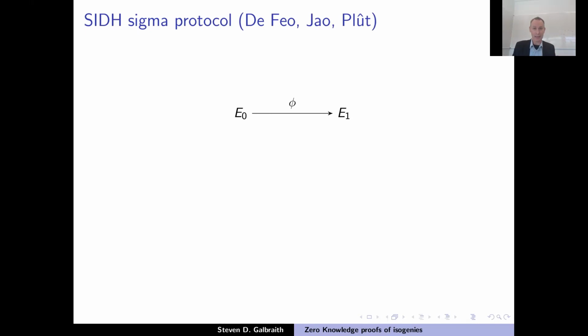And in this context, they also assume that there's 2 points on E0, or actually you don't need it. So I'm just going to prove that I know an isogeny of degree 2^n between E0 and E1. So what does the prover do?